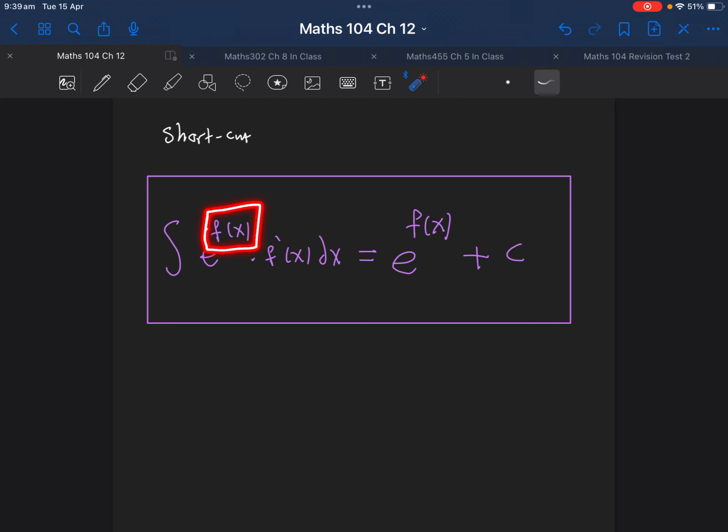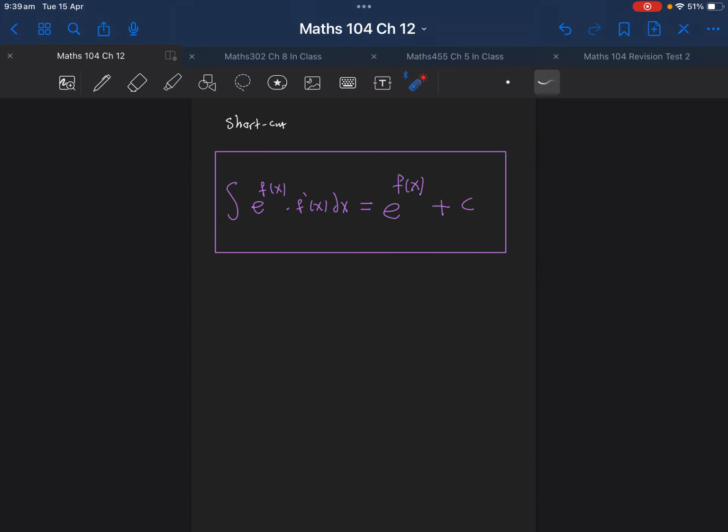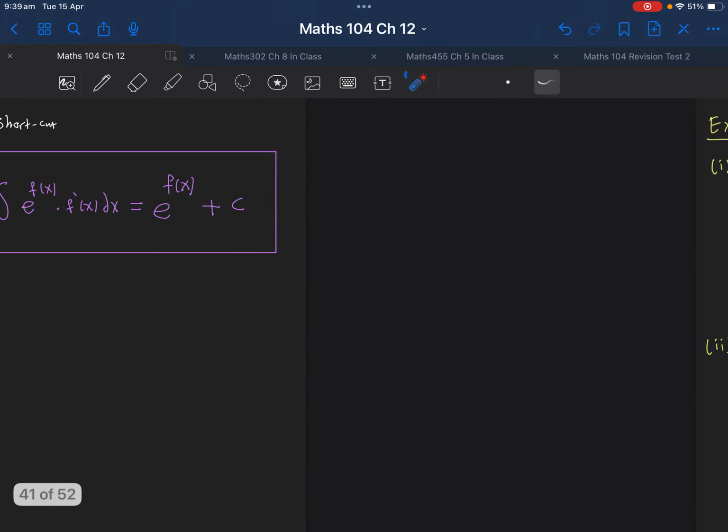Just make sure whatever is inside the e, the derivative is there in the question. That's all you need to know and all you need to do. Once you have the function and its derivative up here, just write the same function inside the e. Let's see what I just mentioned in the following example.